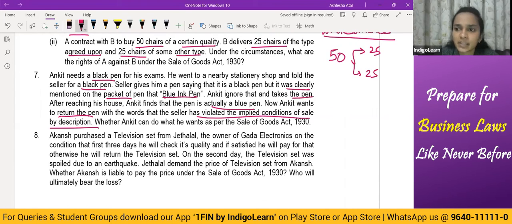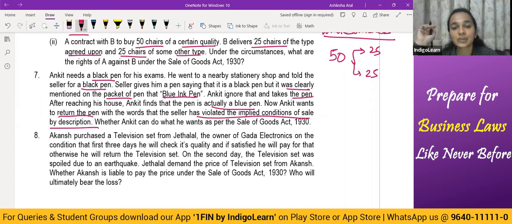So whenever sale by description is happening, the goods should correspond with the description. However, here in this situation, though it is a case of sale by description, if Ankit would have used ordinary diligence, if Ankit would have been a little more careful, he would have easily come to know that this is not a packet of black pens, but rather a packet of blue pens. And it was clearly stated on the packet of the pen.